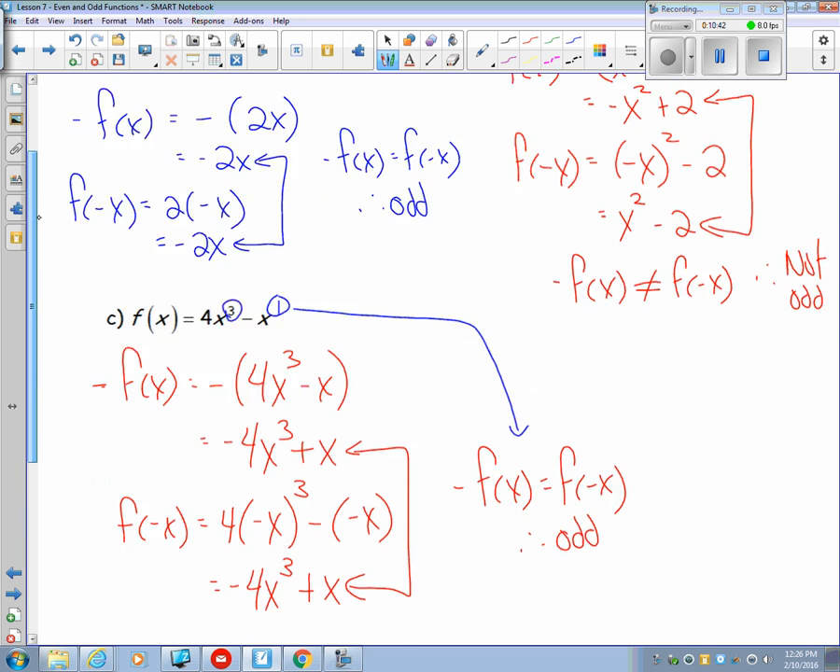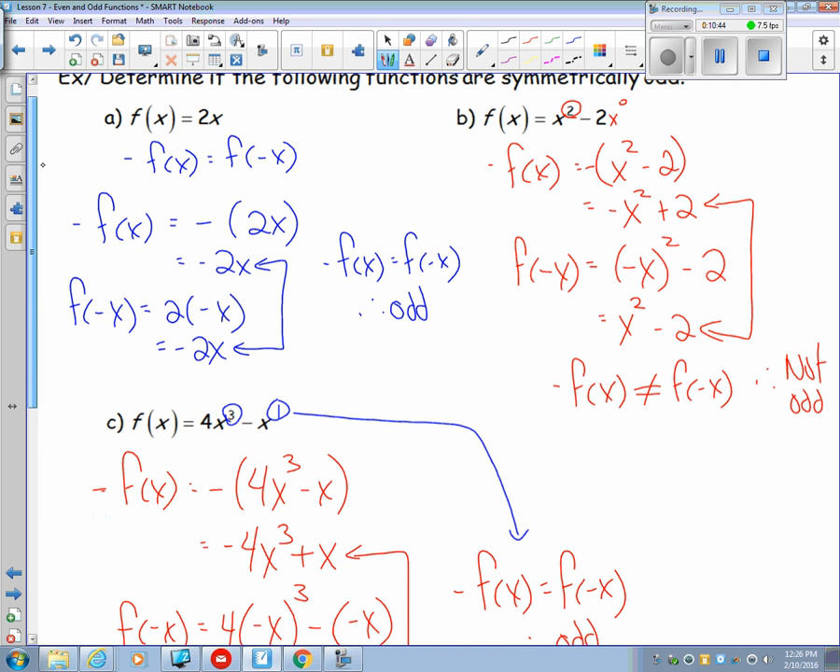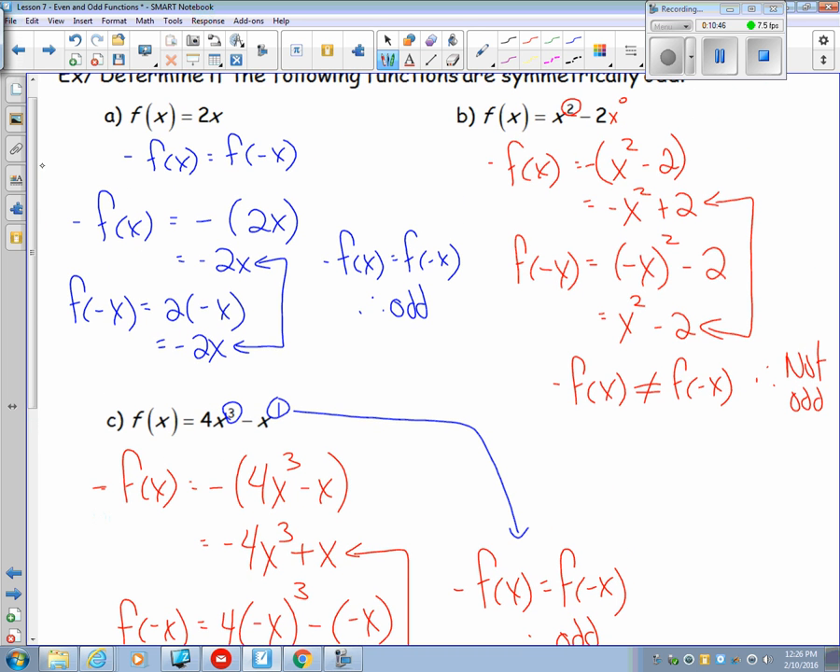And the one before that, that was even exponents. We know it's not odd. The first one, 2x to the 1, odd exponent, odd answer. It should kind of make sense that way.